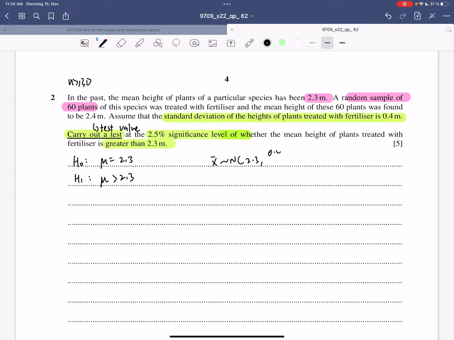And 0.4 squared, don't forget, because 0.4 is standard deviation, right? Over the n, don't forget. So now let's conduct the test. Before that, let's do a simple sketch. Since it's greater, which means it lies on the right hand side. So 2.5 divided by 100, we get 0.025. And 1 minus 0.025 will be 0.975.